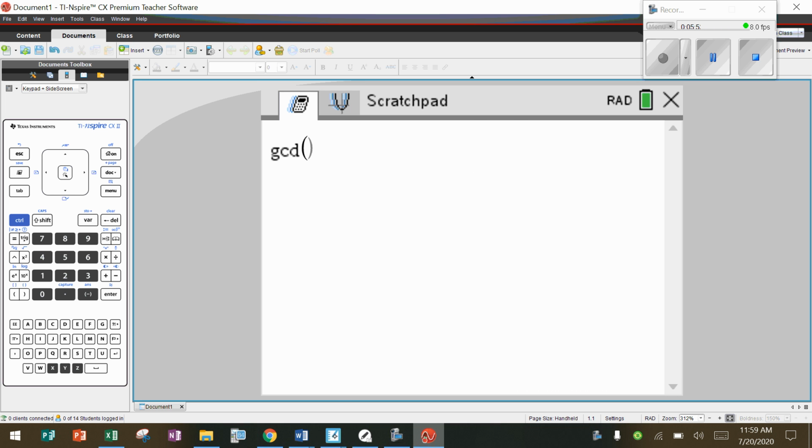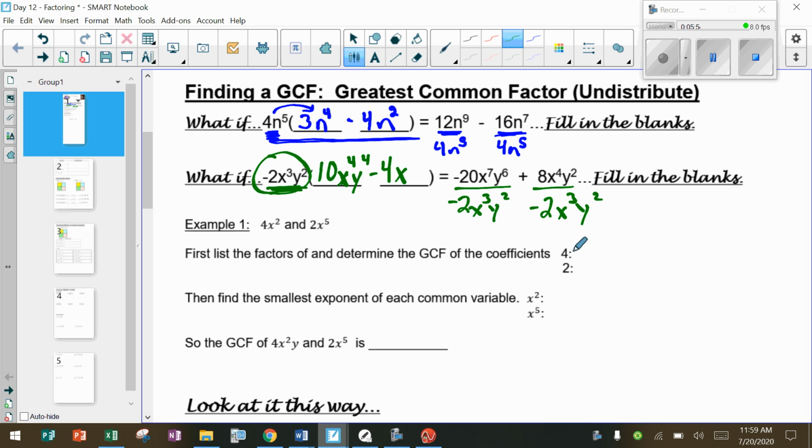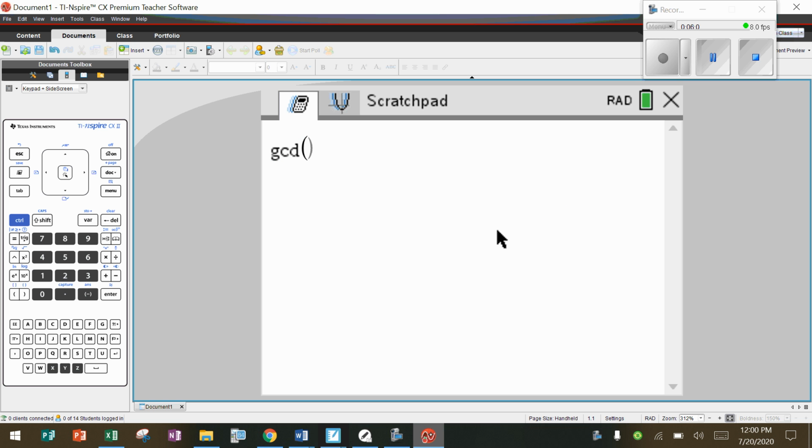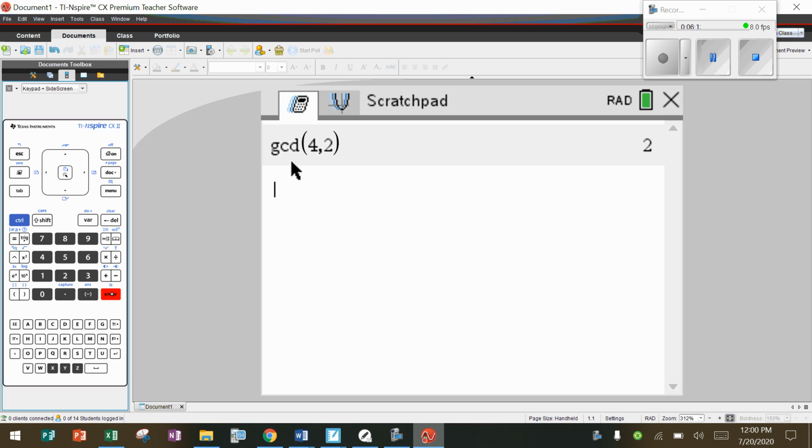So the numbers for our problem are 4 and 2, because I have a 4 in front of my x squared and a 2 in front of my x to the 5th. So greatest common divisor of 4, comma, 2, and then enter. Now these numbers are easy. You might not need the calculator to help you determine that 2 is the greatest common factor between 4 and 2. But as the numbers get bigger, this is a nice way to help yourself out.